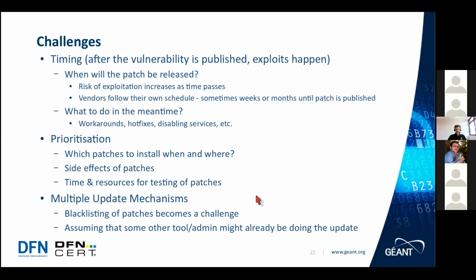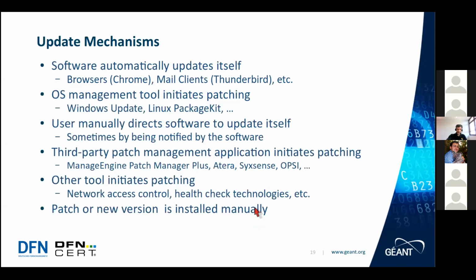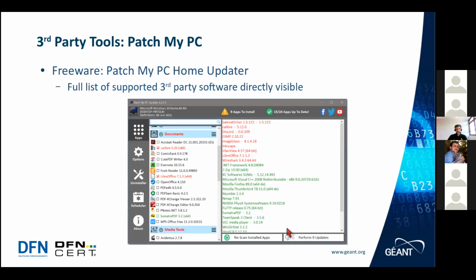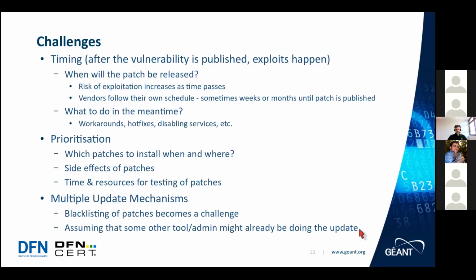And when I have multiple update mechanisms, things like blacklisting a patch may become a challenge, because then I have to take care of all the different update mechanisms I've covered in a slide before. 3 slides before. Think of this. Here we have 2, 4, 6 different ways of updating software. And there also may be the case that we will assume that some other tool, maybe administered by somebody else, might be already doing the update, and the end effect is that the update is completely missing. So we have to coordinate the different update mechanisms when we have multiple of them in use.